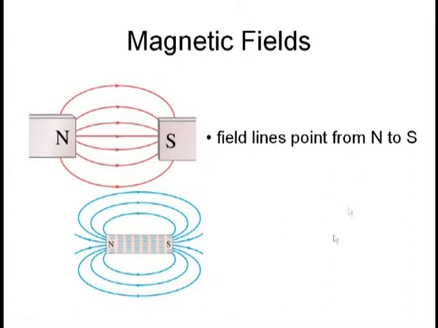They have field lines. Remember, the magnetic field is real. The field lines are imaginary. We draw them to see where the field is. When the lines are closer together, the field is stronger. When they're further apart, the field is weaker.